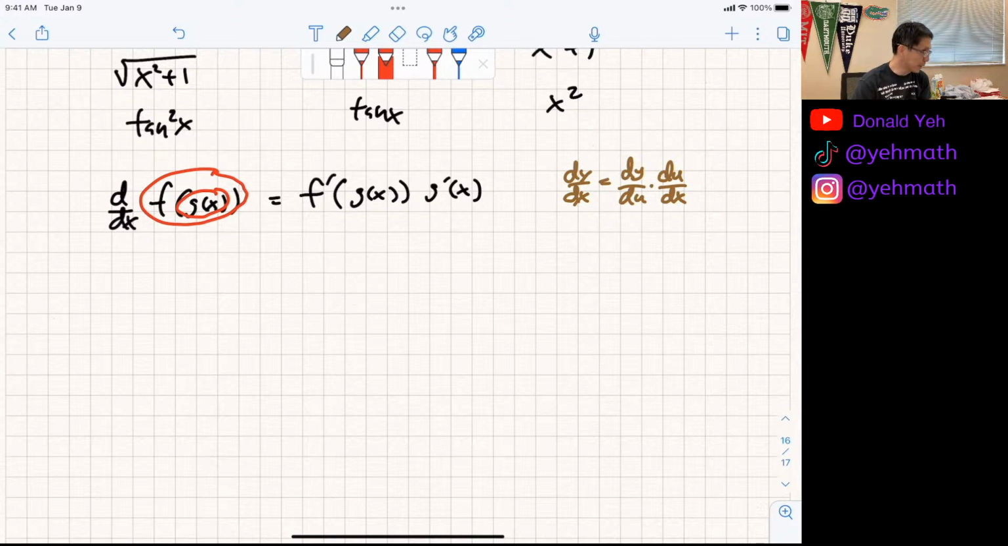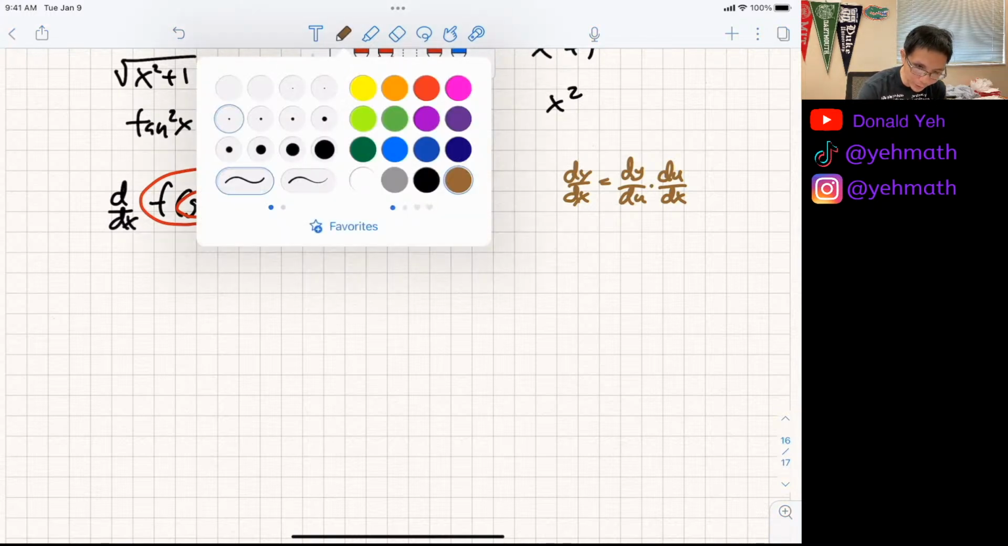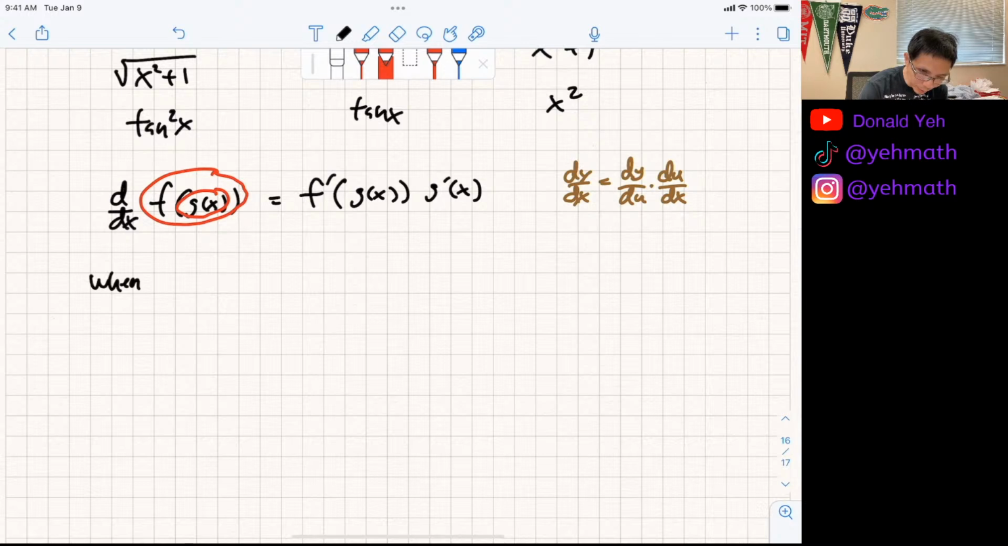Why is the chain rule very important? Because it's very effective for taking a derivative. Now, when do I think about using the chain rule? So when to use the chain rule? Usually, first it's a composite function.